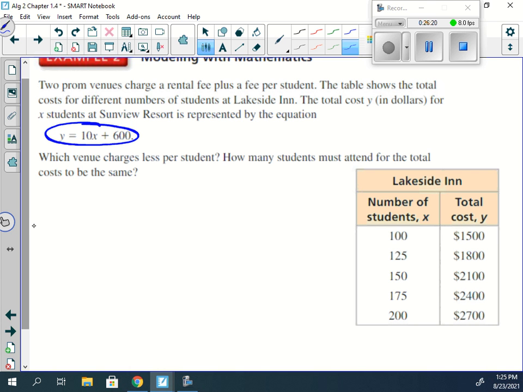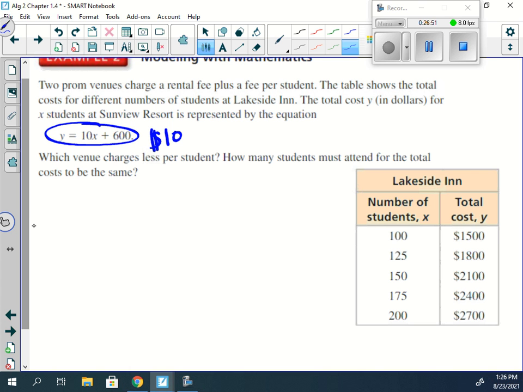What do you want to know? So looking at Sunview Resort's equation here, the total cost Y in dollars for X students at Sunview Resort is represented by the equation. How much does it cost per student? Because X is our number of students, so for each student that's added, it's increasing by a factor of 10. So for this here, it's $10 per student.